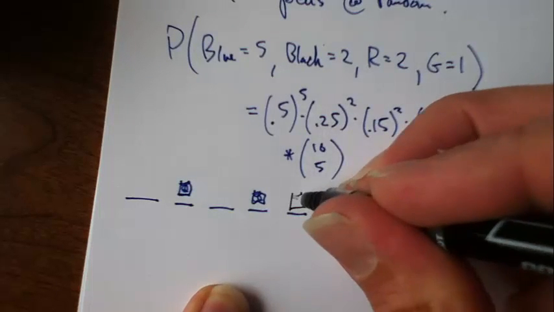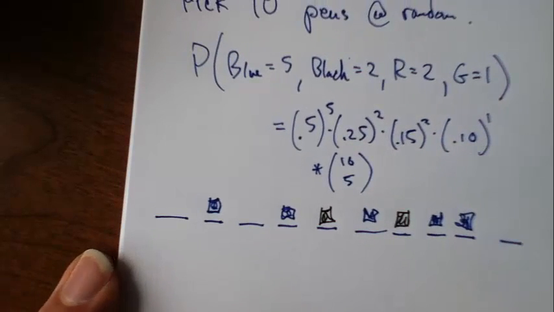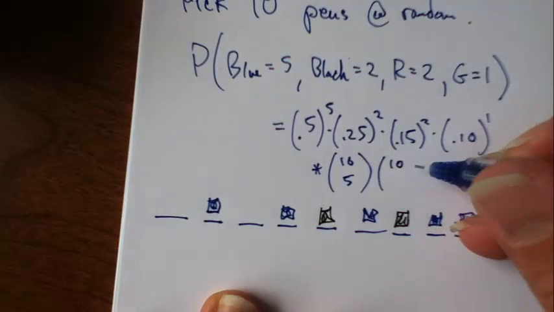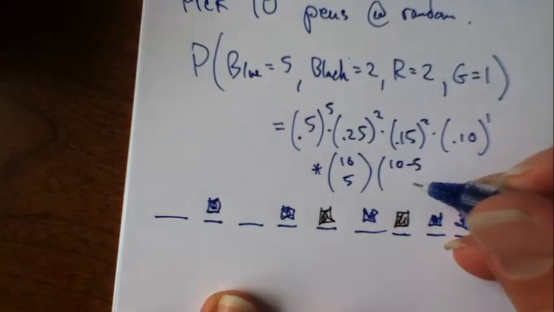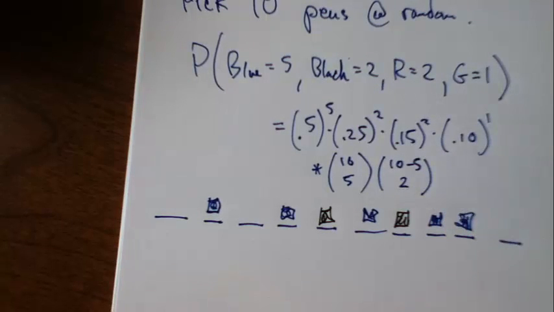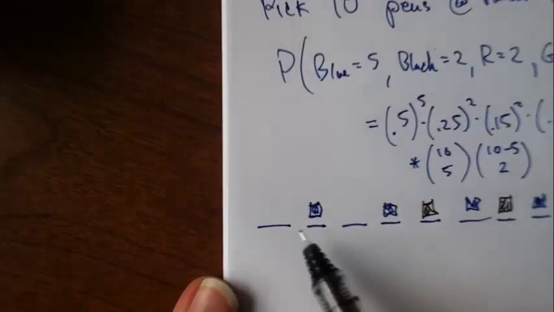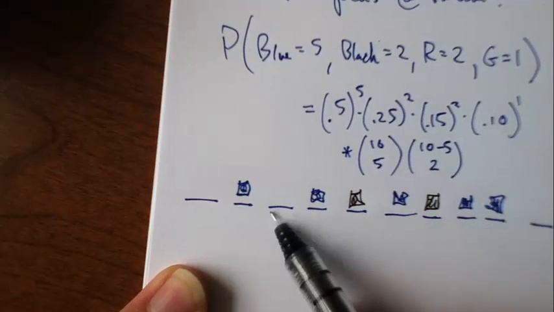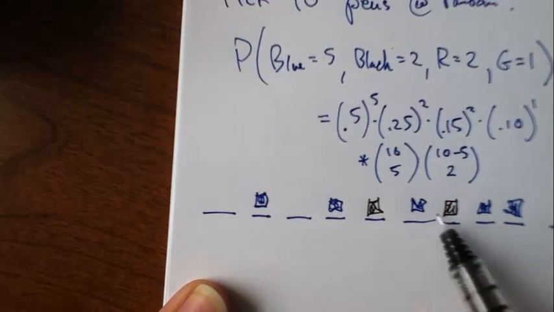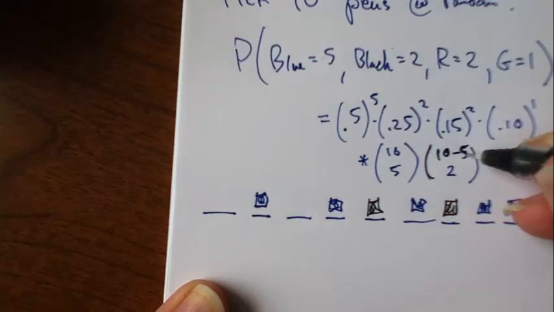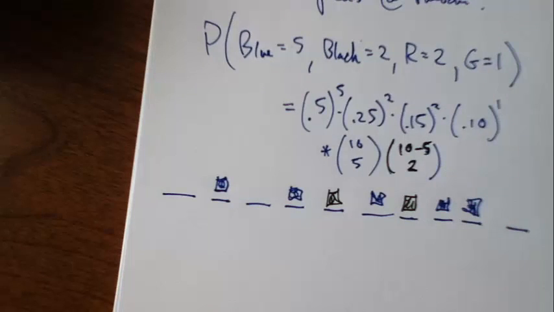And then I've got some number of black pens. I'm saying let's get 2 black pens. There are 10 minus 5 choose 2 ways to place those black pens once I've placed all the blue pens, right? Because there are only 5 spaces remaining to place the black pens. Okay, maybe I'll even write this part in black, like that.